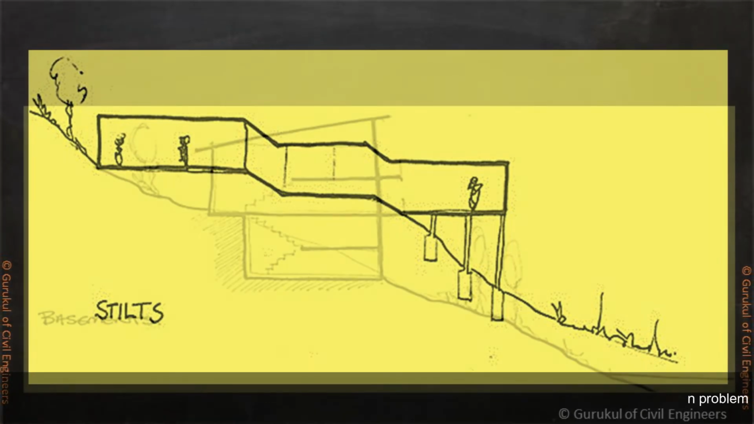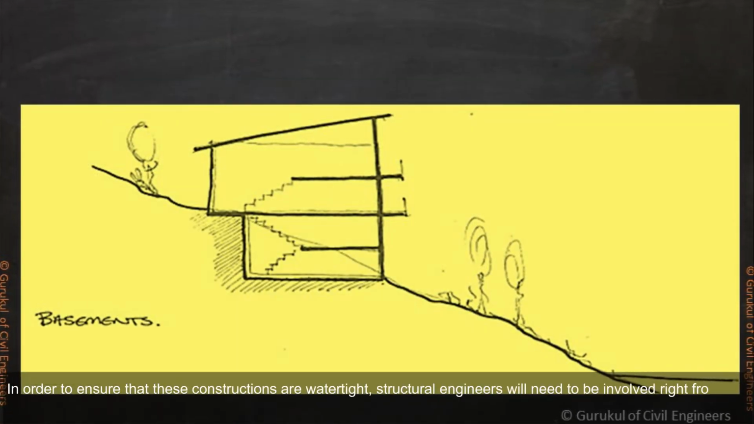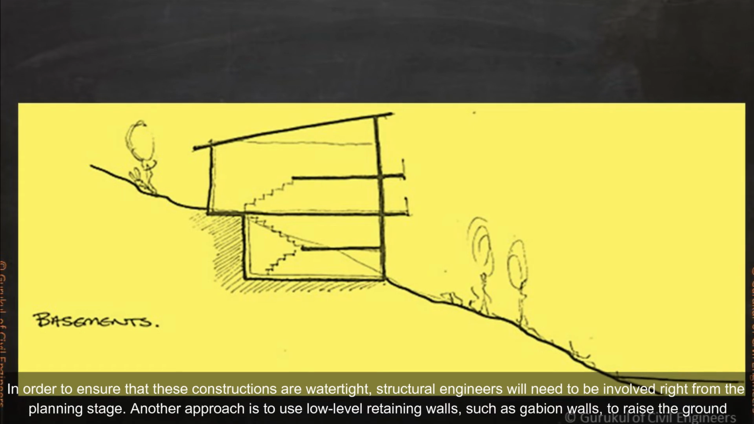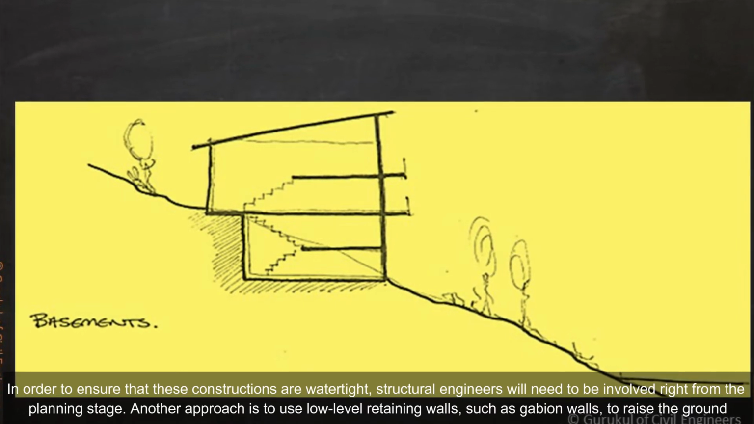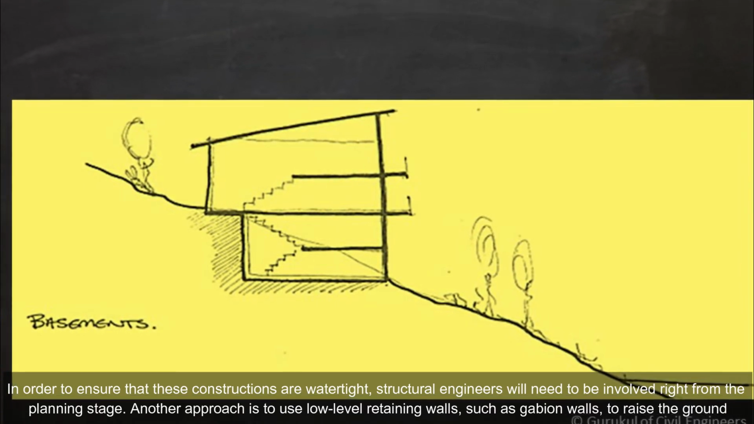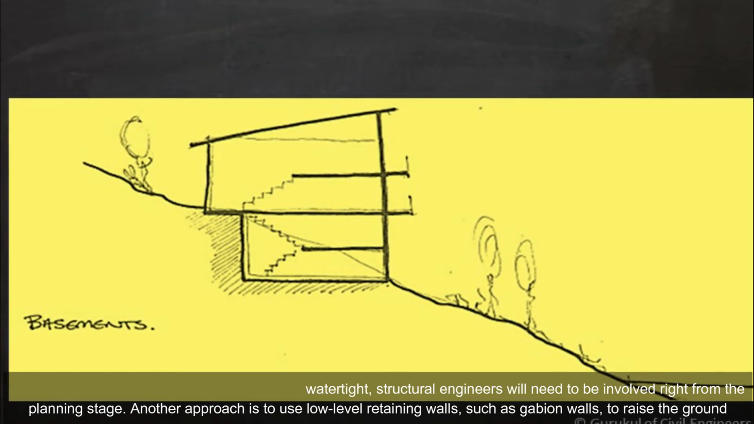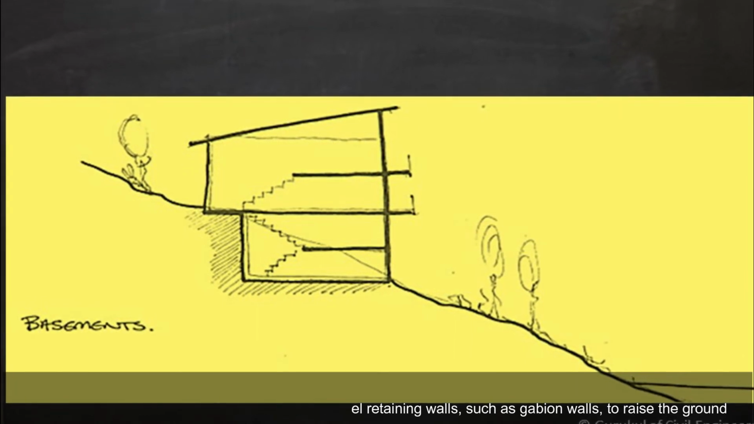Because of the slope topography, the walls of a basement tend to become retaining walls, and this is a common problem. In order to ensure that these constructions are watertight, structural engineers will need to be involved right from the planning stage. Another approach is to use low-level retaining walls, such as gabion walls, to raise the ground.